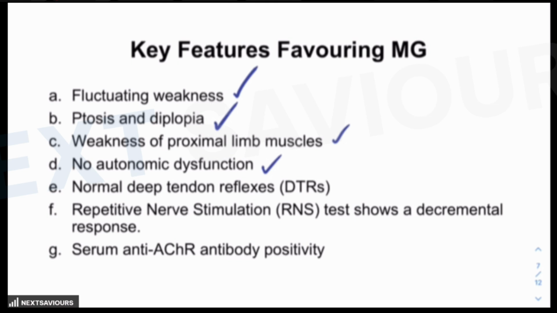Now, normal deep tendon reflexes, because in case of Lambert-Eaton syndrome, again, the deep tendon reflexes are found to be reduced, and the repetitive nerve stimulation test shows a decremental response, which is a hallmark of myasthenia gravis. And in order to confirm the diagnosis, you have serum anti-AChR antibody positivity. All right.